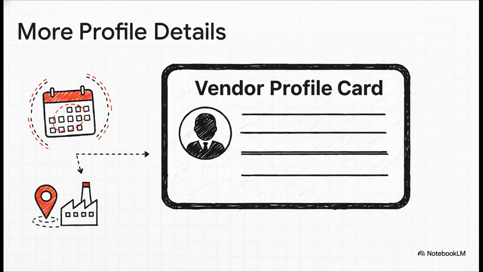But wait, there's more to the profile. You've got validity dates. Think of these like an Instagram story. They set a specific period where that vendor is a valid option. You know, maybe you have a special price that's only good for 1 month. And the plant is like a geotag. It says, hey, this vendor is only approved for our Texas factory or our warehouse in Ohio.